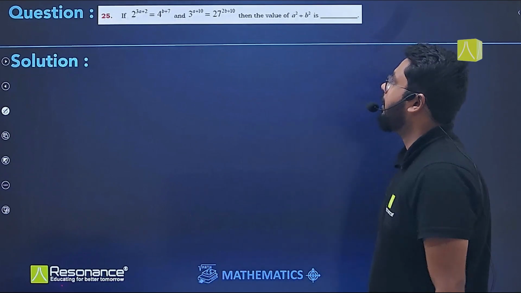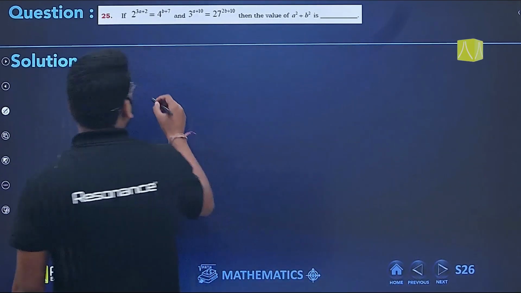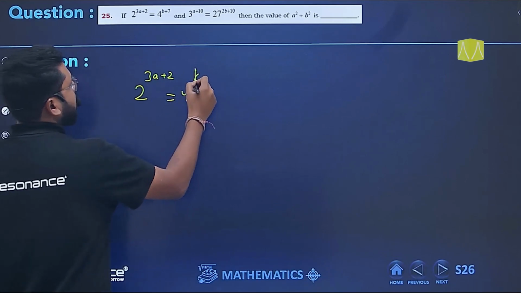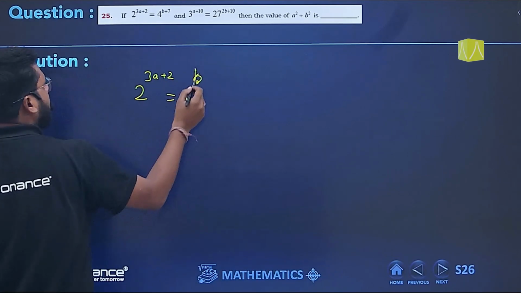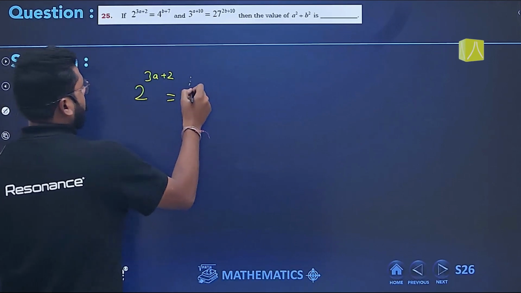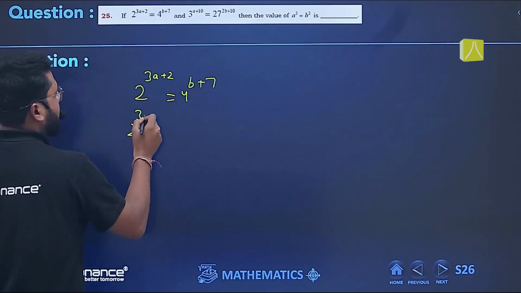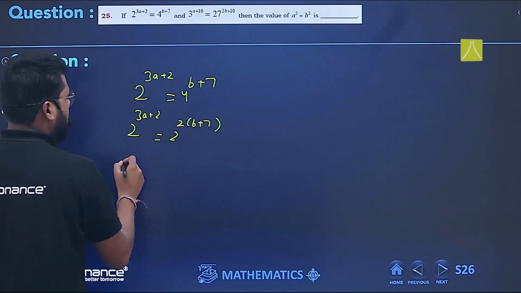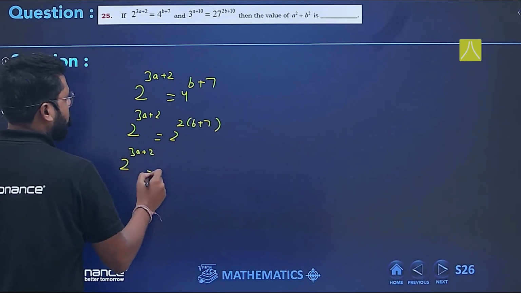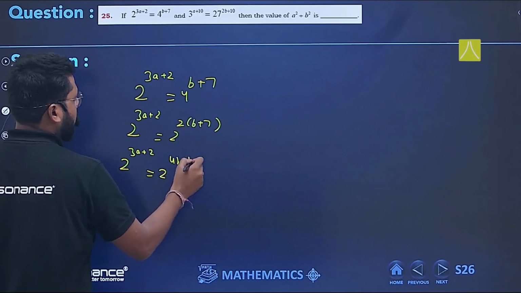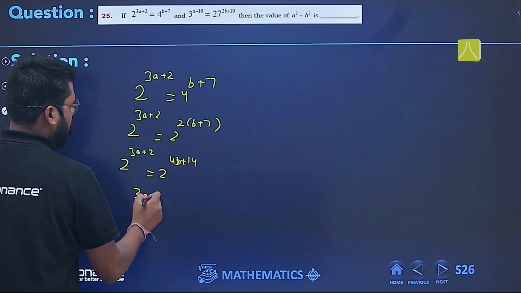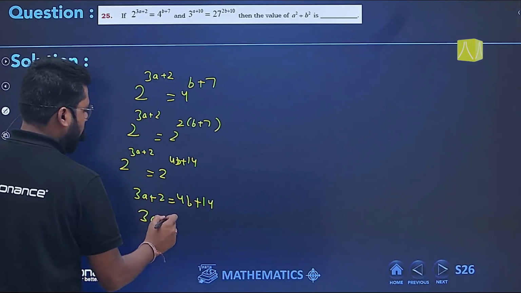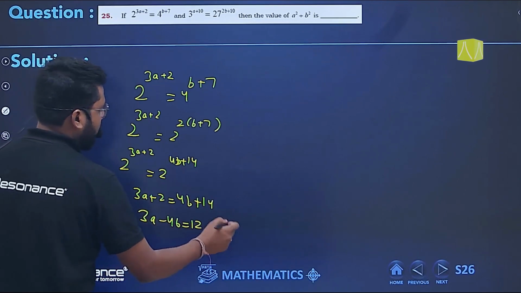Now next question 25. If 2 raised to power 3a plus 2 is equal to 4 raised to power b plus 7. Okay, it is b plus 7. So I can write 4 as 2 square. So 2 square into b plus 7. So it is like 2 raised to power 3a plus 2 equals 2 raised to power 4b plus 14. So this means 3a plus 2 is equal to 4b plus 14, or 3a minus 4b is equal to 12. That is equation number 1.